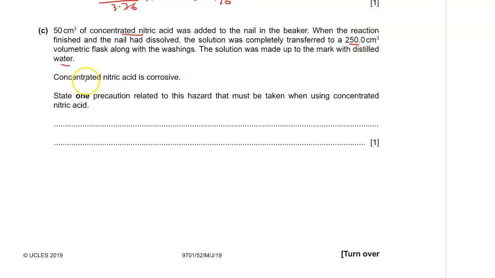250. Concentrated nitric acid is corrosive. State one precaution related to this hazard that must be taken when using concentrated nitric acid. You should make sure the acid does not come in contact with your skin, because it's going to really corrode you. So the only way to make sure that does not happen, you need to wear protective gloves.